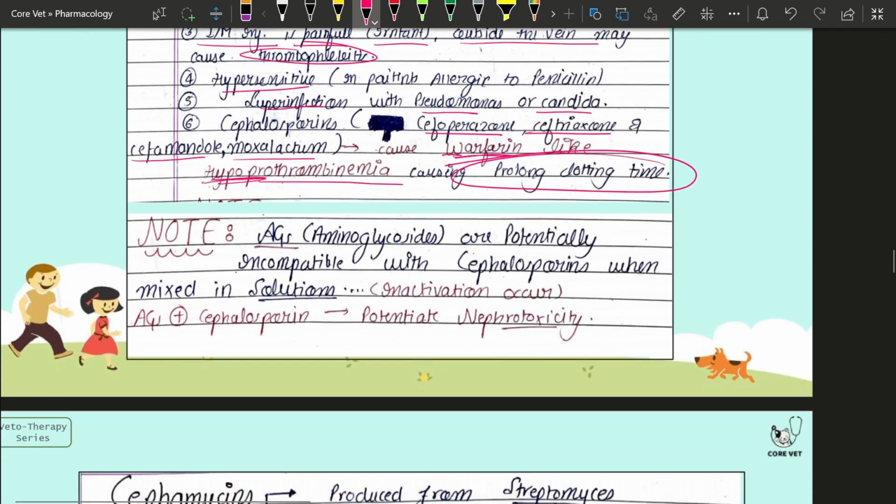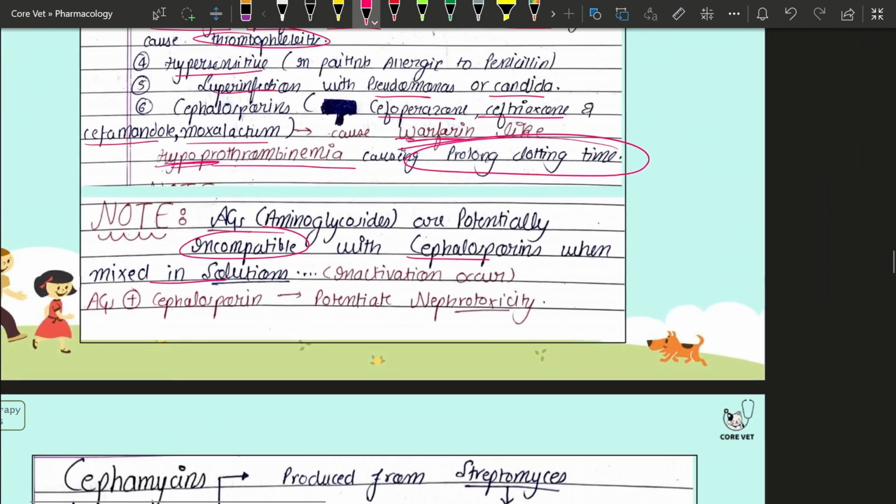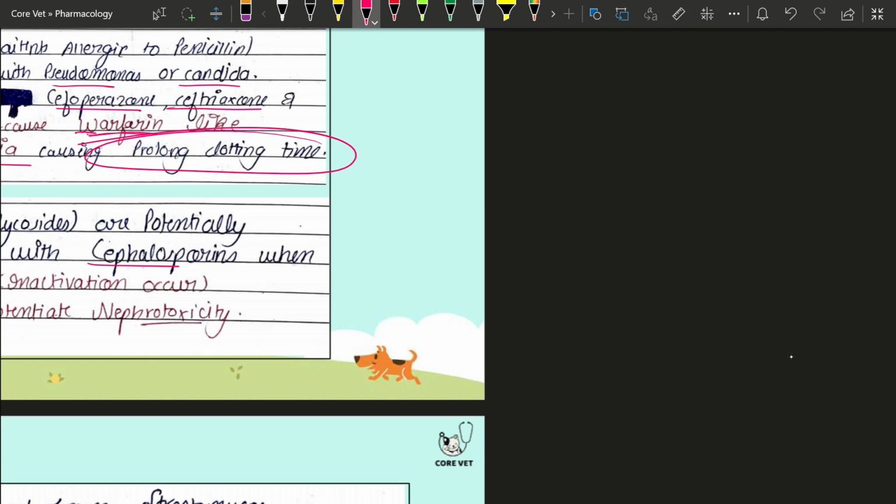Now, one thing you should remember is that aminoglycosides are incompatible with cephalosporins when they are mixed in the same syringe, right? You should not give aminoglycoside along with cephalosporin, because sometimes people mix the aminoglycoside and cephalosporin together in the same syringe. Okay, it will lead to inactivation of the compounds. It won't be effective then.